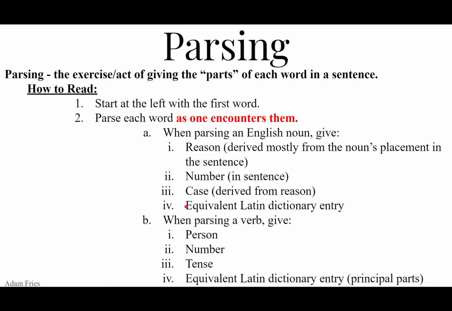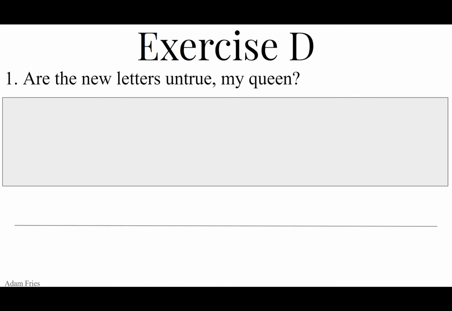When parsing a verb, we are to give the person, the number, and the tense of that verb. We are now adding active voice and mood, either indicative or imperative mood. And then once we determine that, and we have the equivalent Latin dictionary entry, the principal parts, it's just a simple conjugating game. So starting with sententia prima, number 1.